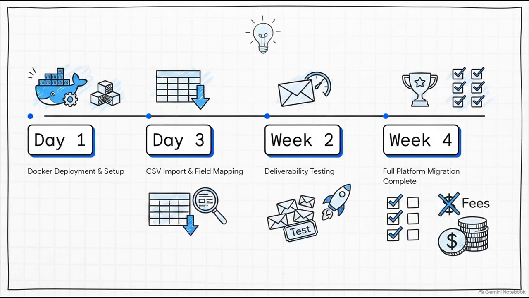And the best part? This does not have to be some years-long IT headache. Most organizations can confidently wrap up a full migration in about 2 to 4 weeks. Day 1 is your Docker deployment and setup. By day 3, you're handling the CSV import and mapping your fields. Week 2 is dedicated entirely to testing deliverability. And by week 4, the full platform migration is complete. You are officially sending campaigns and, most importantly, done paying those pesky per-subscriber fees.